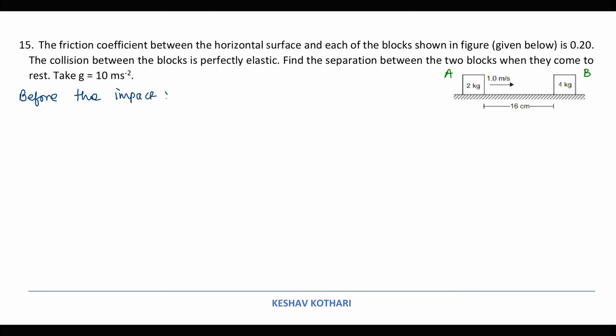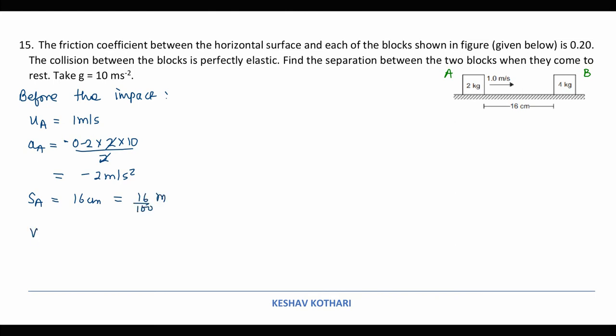So the initial velocity of A is given to us as 1 meter per second, and the acceleration of A can be written as mu mass of A into g divided by A's mass, which is 0.2 g. Since it is a retarding force, the acceleration turns out to be minus 2 meter per second square. After traveling a displacement of 16 centimeter, which is 16 by 100 meter, we consider the speed of A before the collision to be VA, and we are solving for VA.